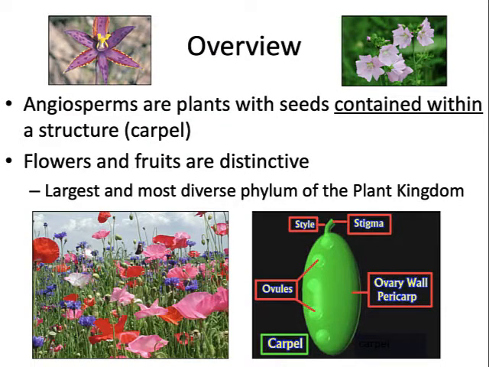Angiosperms are plants with seeds contained within a structure. Recall that the root word angio means enclosed, so these seeds are enclosed inside of the carpel. In review, the carpel is made up of a stigma, a style, and an ovary, and the ovules are found inside of our ovary. For the angiosperms, flowers and fruits are the most distinctive part of this group. In fact, it's because of these flowers and fruits that this is the most diverse and largest, in terms of number of species, of any other phylum in the plant kingdom.